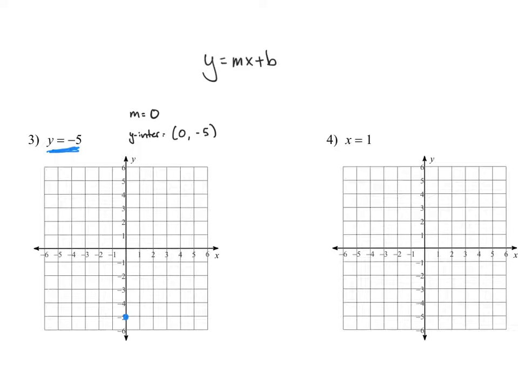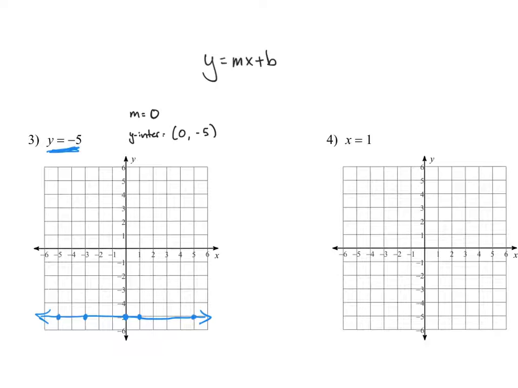Which makes sense because what y equals negative 5 means is that at any point on this graph, the y value is going to equal negative 5. So that means over here the y is negative 5. Over here the y is still negative 5. Still negative 5. Still negative 5. This equation gives you a horizontal line.